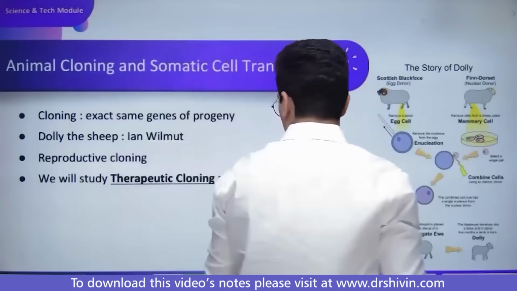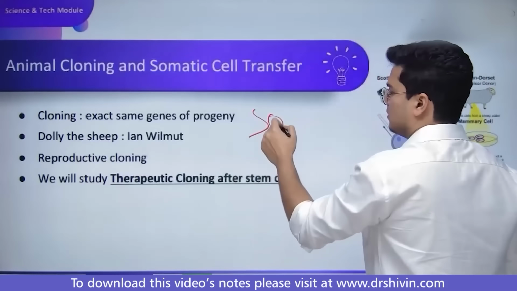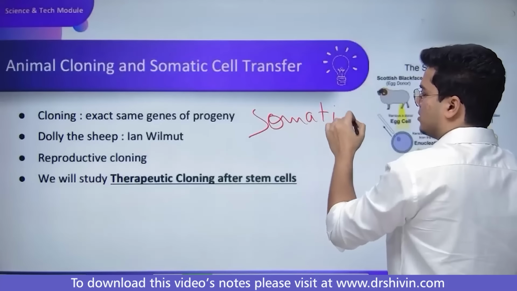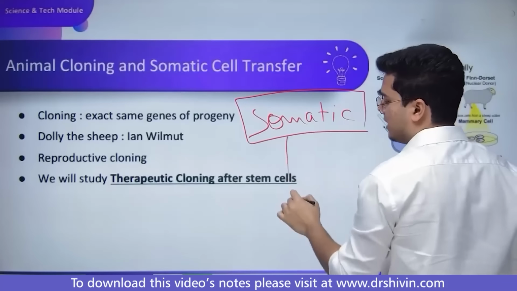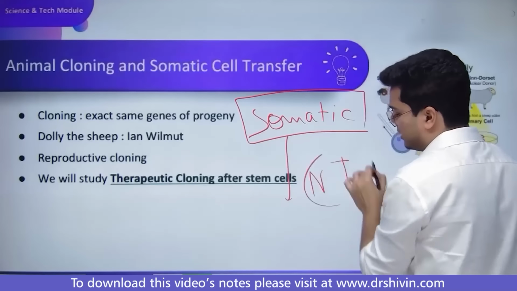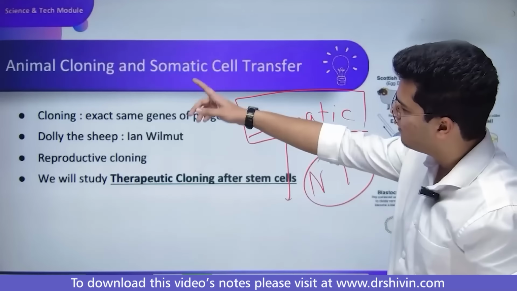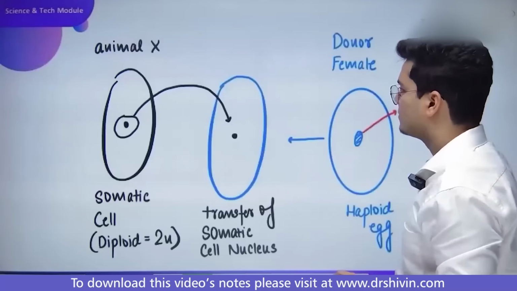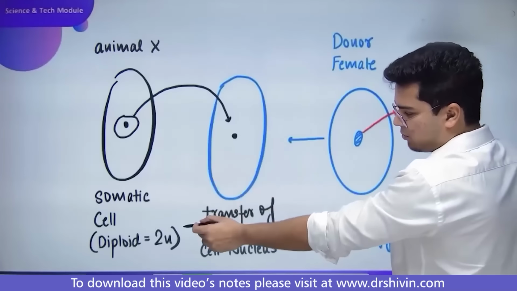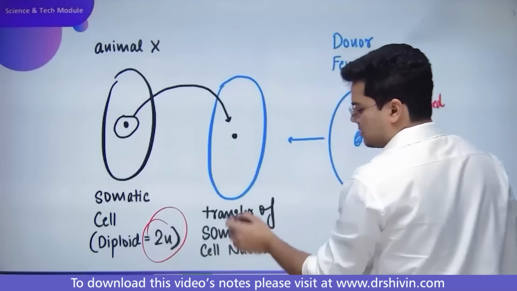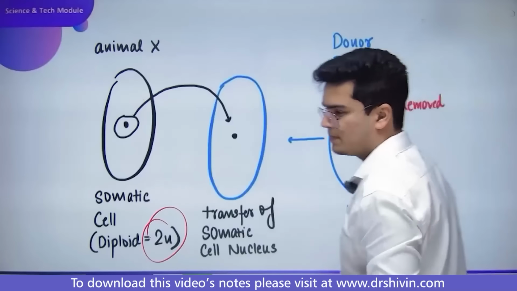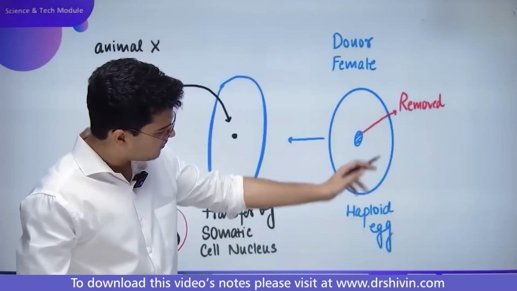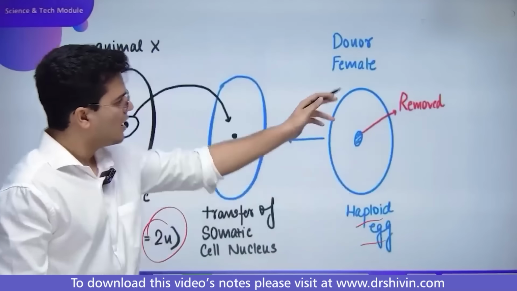So what did I do? I took a somatic cell and I did its nuclear transfer into an egg. So it is called somatic cell nuclear transfer technology. Okay. Somatic cell, diploid cell with 2N, transferred into an egg. From the egg I have removed the haploid nucleus and transferred it.